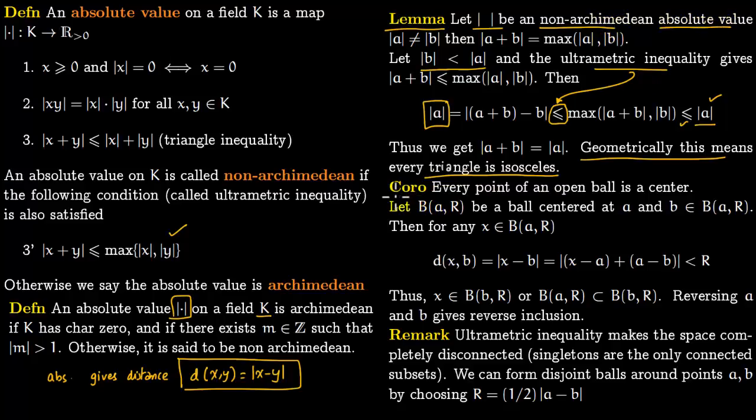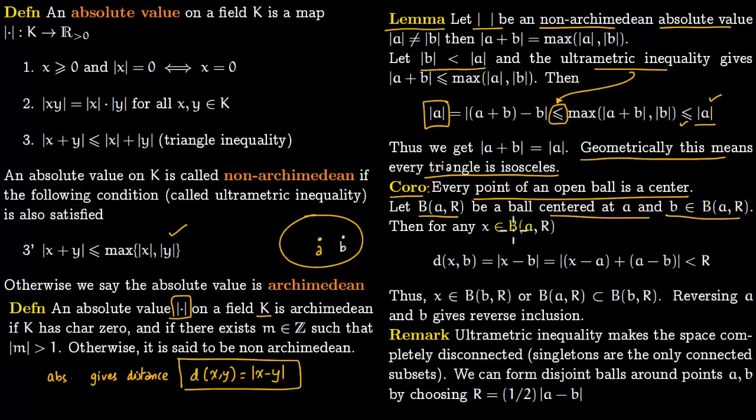So an important corollary of this is that every point of an open ball, if you use this non-Archimedean distance function now, will be a center. So say B(a, r) is an open ball centered at a. So say you have some ball here and the center point is a, and b lies in this ball. So b lies within this ball right here.